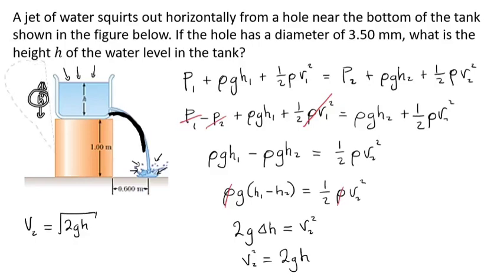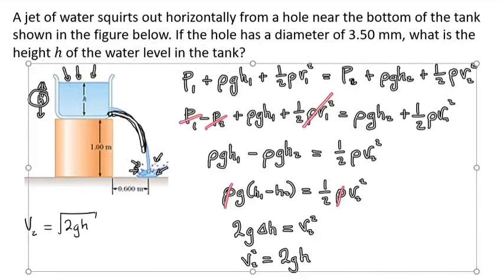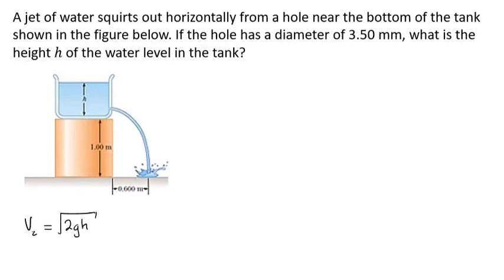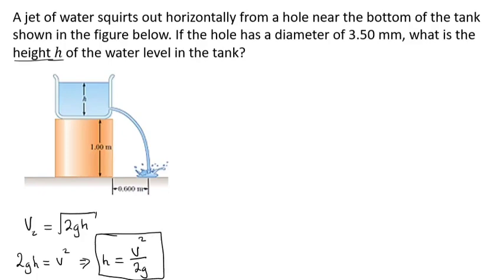Okay, so now that we have this equation, let's just remove everything and see how we can calculate with it. Since we're looking for the height h, we make h the subject of the formula by saying 2gh equals v squared. So h equals the velocity squared divided by 2g. This is the equation we'll be using to find the height, coming from the velocity of efflux.